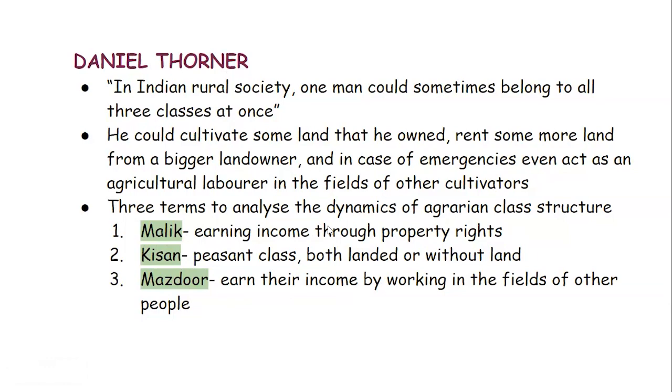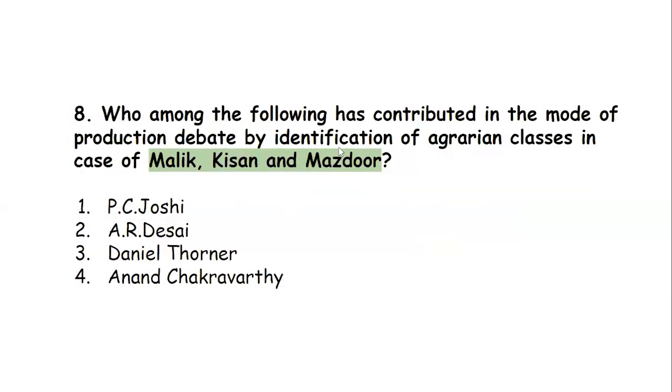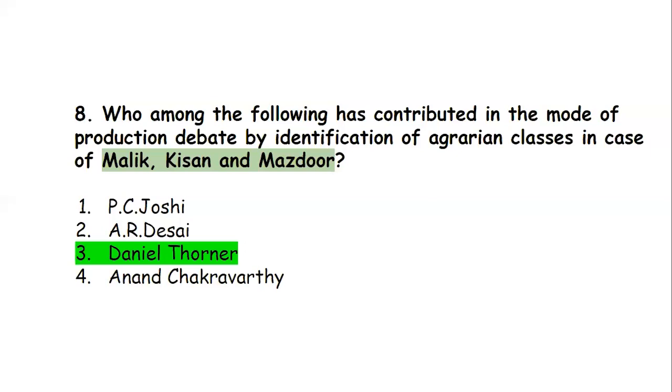Anyway, let's look into our last option also, which was Anand Chakravarti. He was a former professor of sociology at University of Delhi, and he's the author of books like Contradiction and Change, Emerging Patterns of Authority in a Rajasthan Village, 1975, and Social Power and Everyday Class Relations, Agrarian Transformation in North Bihar, 2001. So that's it about Anand Chakravarti. Now move back to our question. Who among the following has contributed in the mode of production debate by identification of agrarian classes in case of Malik, Kisan and Mazdoor? And the answer is Daniel Thorner.